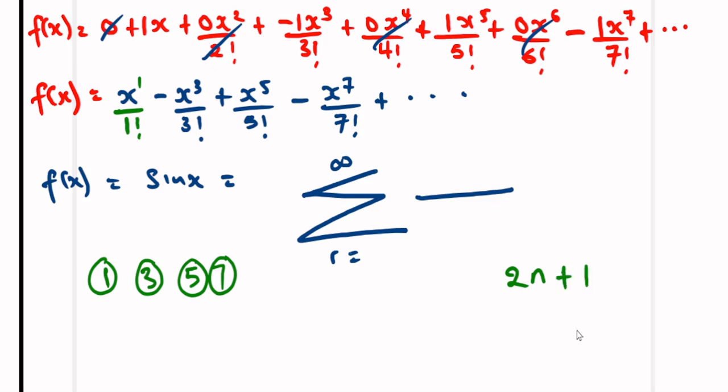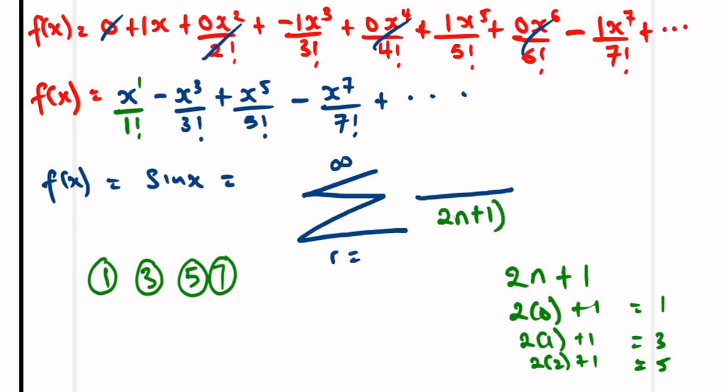But then we could use 2n plus 1. Let's try this. If n is 0, we'll have 2 times 0 plus 1, which is 0 plus 1, which is 1. If n is equal to 1, 2 times 1 is 2, plus 1 gives us 3. We could try n is 2: 2 times 2 is 4, 4 plus 1 is 5. So we've been able to use this to get the odd numbers. So the denominator is 2n plus 1 factorial, because we've seen how this particular sequence formula was able to give us the odd numbers 1, 3, 5, 7, 9, and so on and so forth.